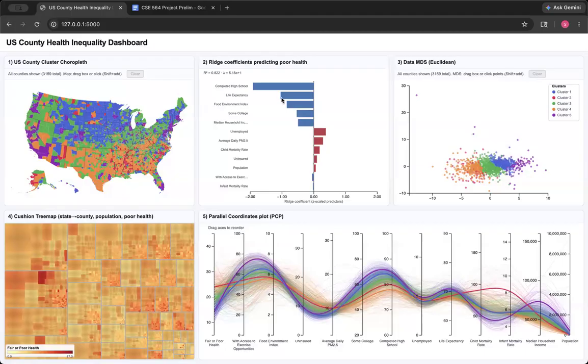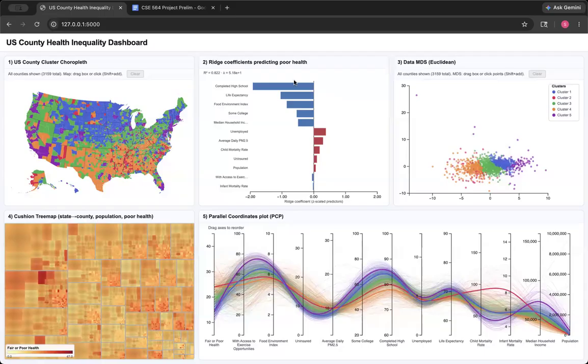And this diverging bar chart shows which variables are associated with higher or lower poor health. The blue bars on the left represent negative coefficients, which means these variables are associated with lower poor health rates, meaning better health outcomes. Whereas the red bars on the right have positive coefficients, which means they are associated with higher poor health rates, which means worse health outcomes.